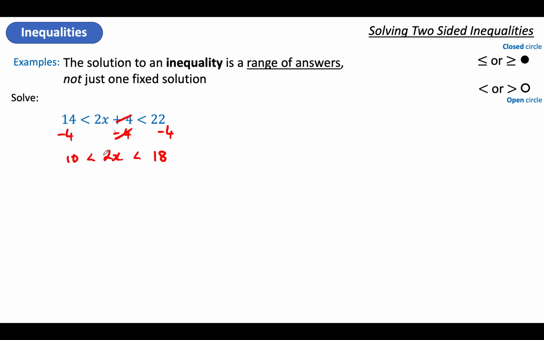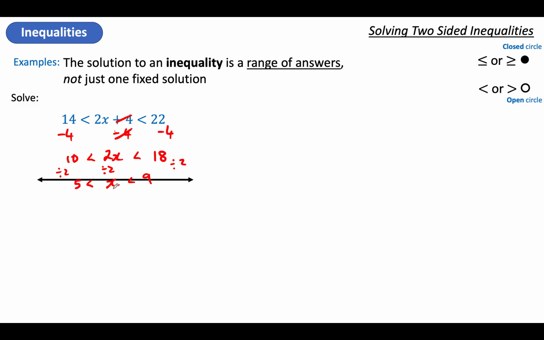But then we need to do a second step, don't we? Because we don't want 2x. We only want 1, so we divide by that number touching the letter. So 5 is less than x, which is less than 9. x is bigger than 5, but less than 9. Remember, if you were doing that on Dr Frost, you'd have x is bigger than 5, x is less than 9.